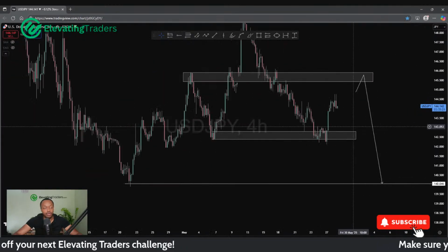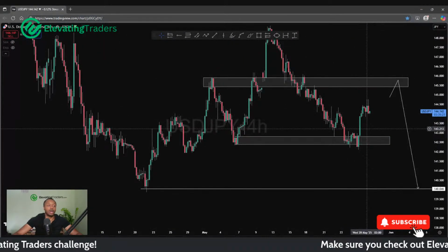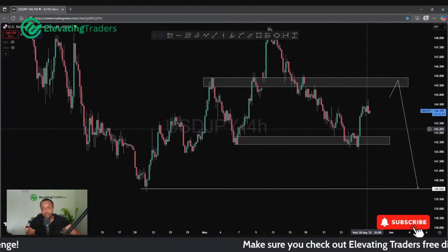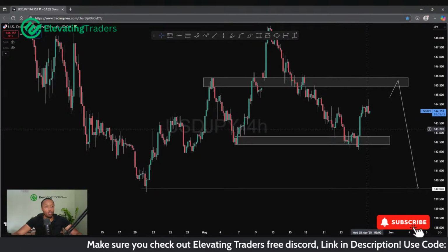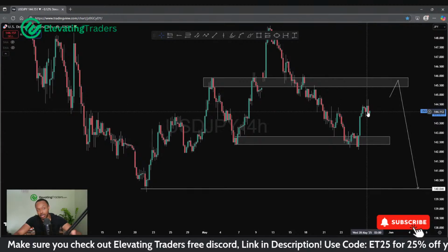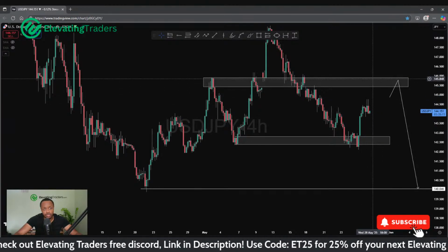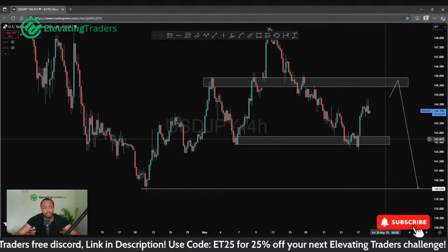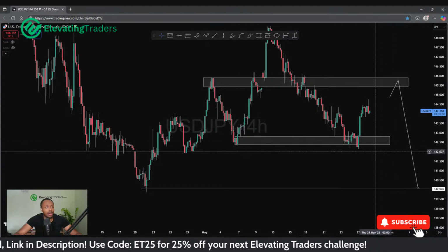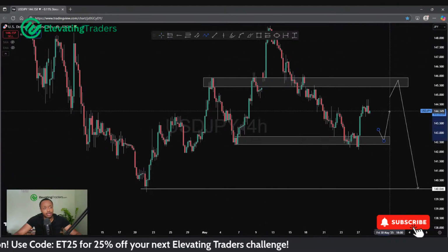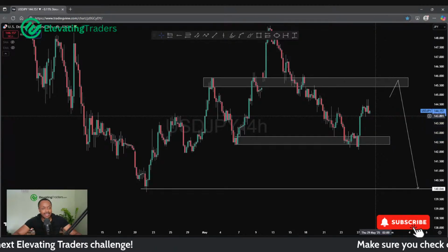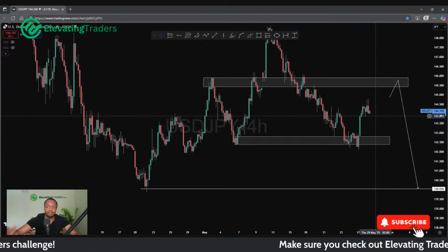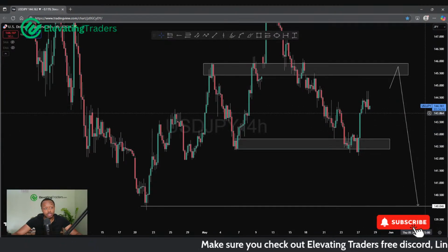In terms of the bigger move, but for now we're in the middle of nowhere, so I wouldn't really be looking to sell. I wouldn't really be looking to buy. I would just let price do its thing, wait for it to come back into structure, such as 145.5 or at least 142.5, and then perhaps we can look for some longs again or try and look for some sells again.